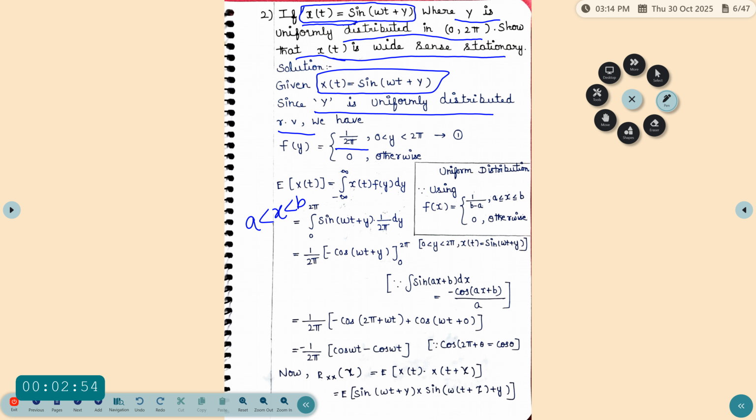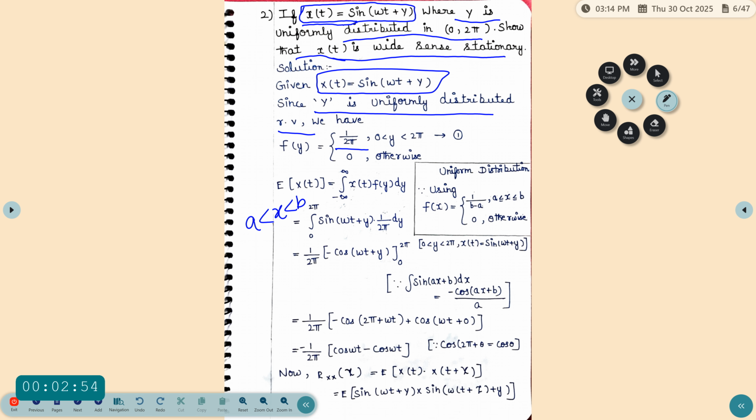So this is the uniform distribution. Here Y lies between 0 to 2π, as given. So the given term is X(t) = sin(ωt + Y), and Y lies between 0 to 2π with the uniform distribution. So refer to the uniform distribution. After that we can write f(y). Here y is the variable. So f(y) = 1/(2π) if 0 < y < 2π, and the function is 0 if other limits exist.